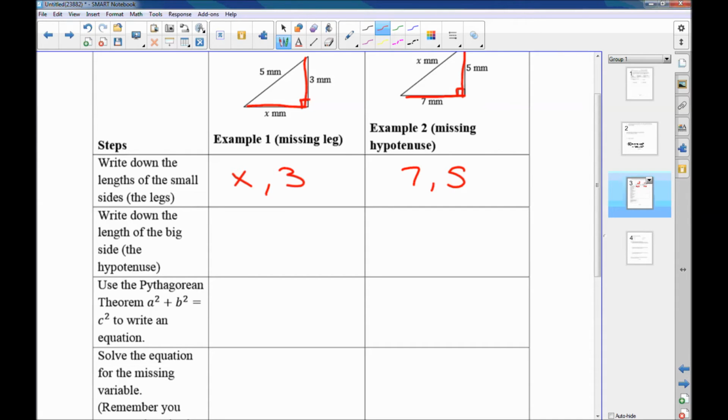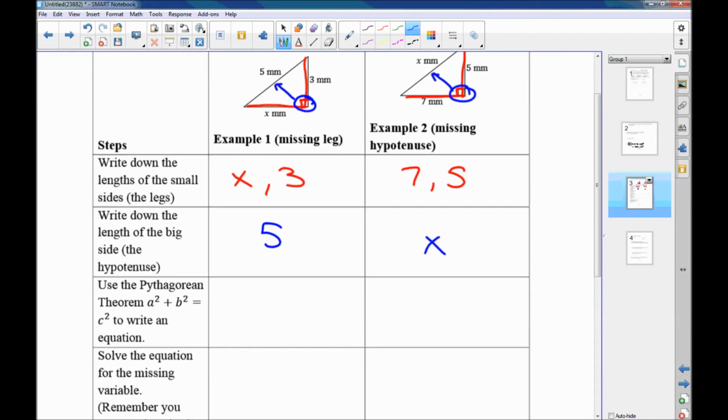Okay. Now write down the lengths of the big side. The big side is a hypotenuse. The hypotenuse is always across from the right angle. So I always circle the right angle and draw an arrow across, and that helps me find the hypotenuse, which in this case is 5. And then this one is x.